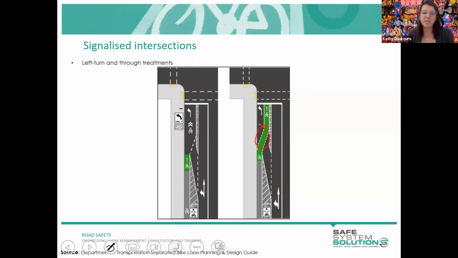Terrific. And we've had some further clarification. There are giveaway lines, so the cyclist does have right of way there. Oh yeah, I'll spot it.